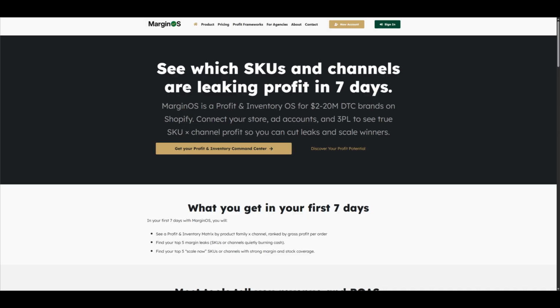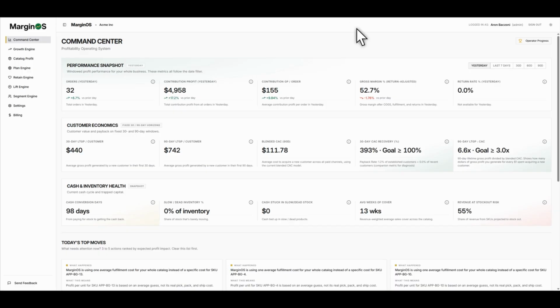Monday view. If you logged in on a Monday morning, this is the first thing you would see. Command Center is laid out in the order you actually think. At the top is Performance Snapshot. You pick a time window, yesterday, last 7, 30, 60, or 90 days. Then we tell you, in this window, how many orders did we do, how much contribution profit did we make, how profitable was each order, and how much did returns distort margin. It's the quick answer to, did the last X days actually make us money after returns?